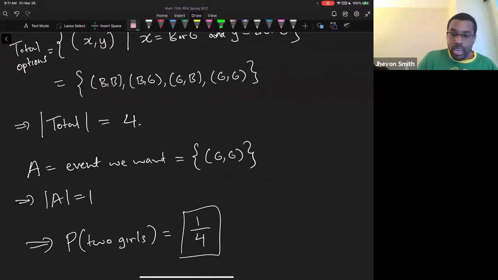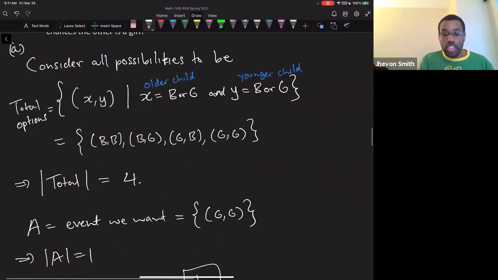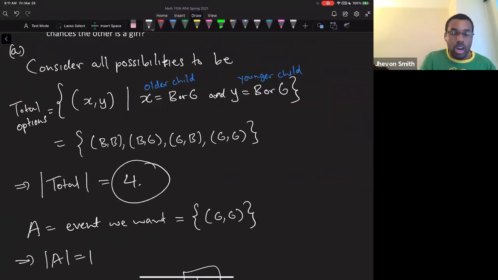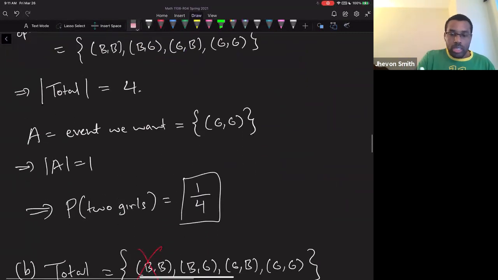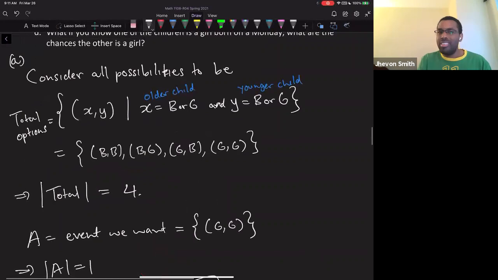Now, at the end of the day, what you need to be able to do is count how many things are in the total possibilities. And you also need to be able to count how many things are in the possibility that you care about. At the end of the day, you need to know how to count. Now here, we didn't have to count that high. There are only 4 things. This will not always be the case. Sometimes there will be many, many, many things.